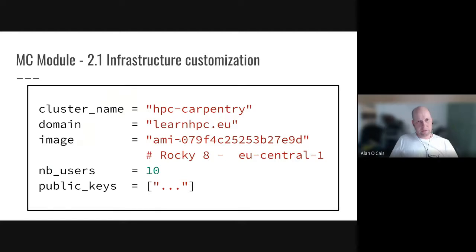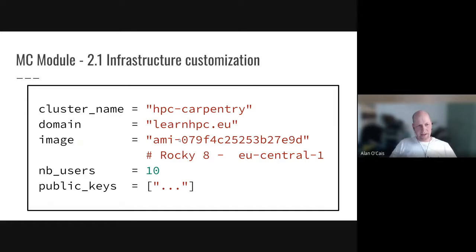In terms of the customization that you can do, you can give your cluster a particular name. The one we'll use today is hpc-carpentry. You can provide a domain, and you can give a particular image. I use this image because we're using AWS today, and this is the Rocky 8 image for the zone that I want to use, which is EU Central 1. So that's a Rocky 8 image that's available in that zone.